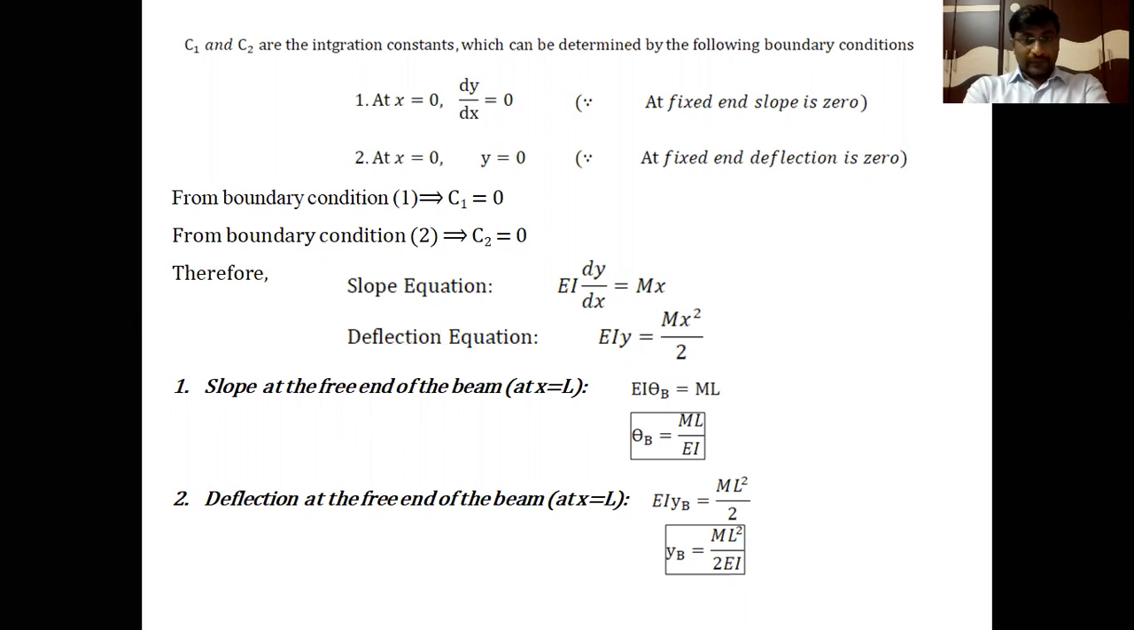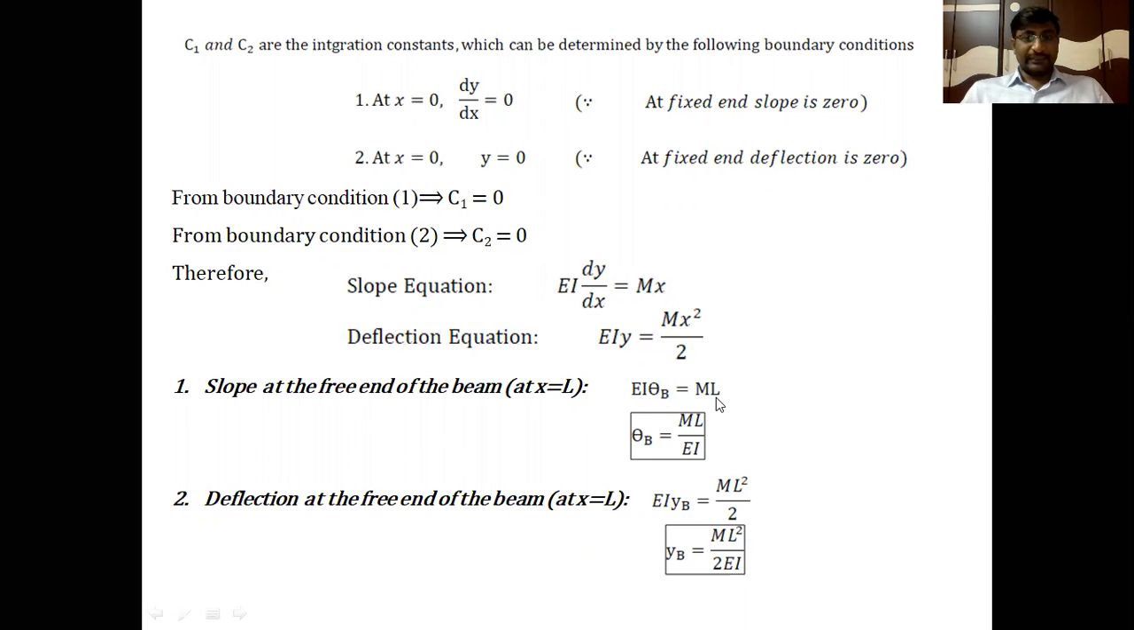the question is to find the slope and deflection at the free end. So the free end means x value is L. First, the slope at the free end of the beam. At the free end, x is equal to L. So upon substitution of L in place of x, we will get the slope at the free end. EI dy by dx is replaced by theta. If you substitute L in place of x, we can write theta B. We are going to find the slope at the free end B.